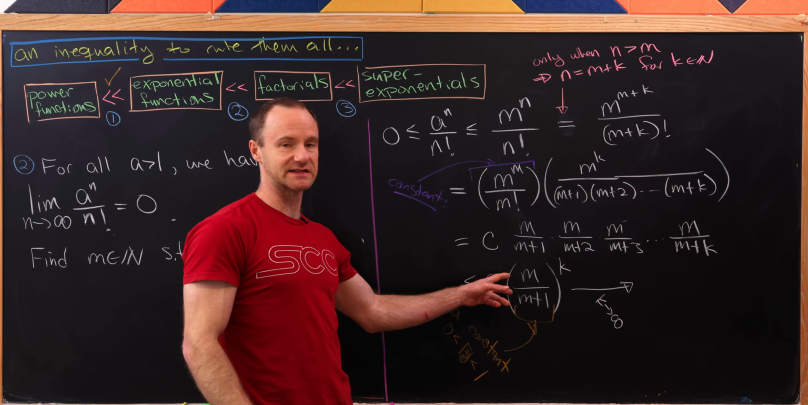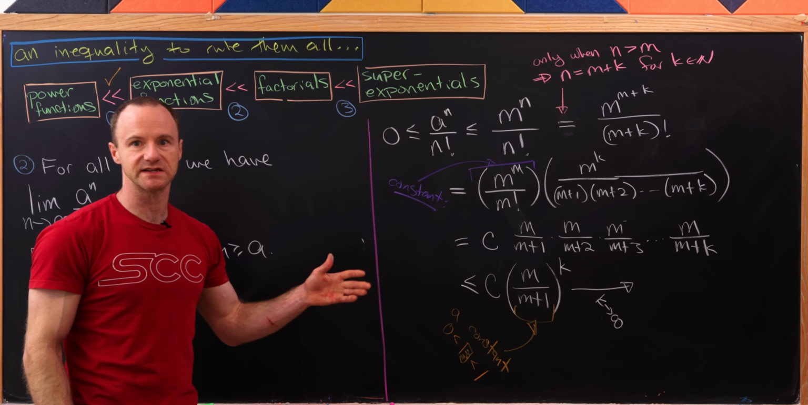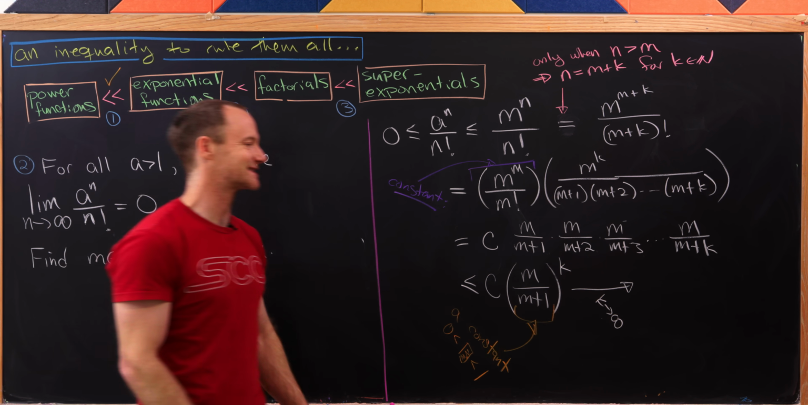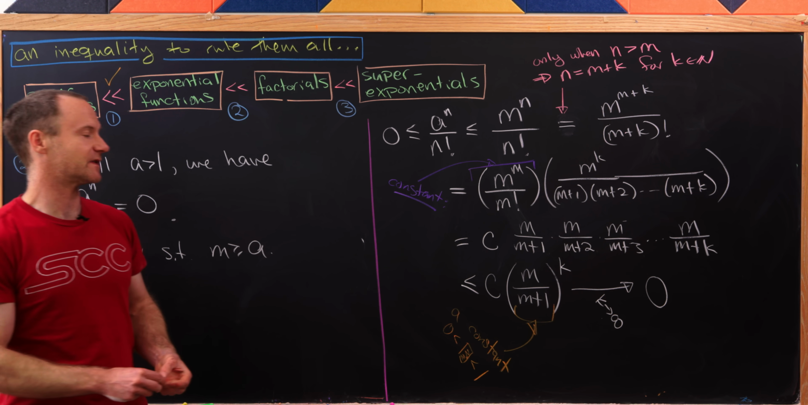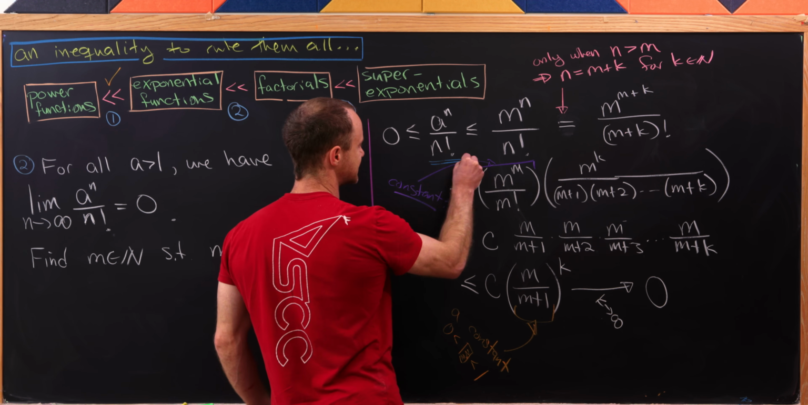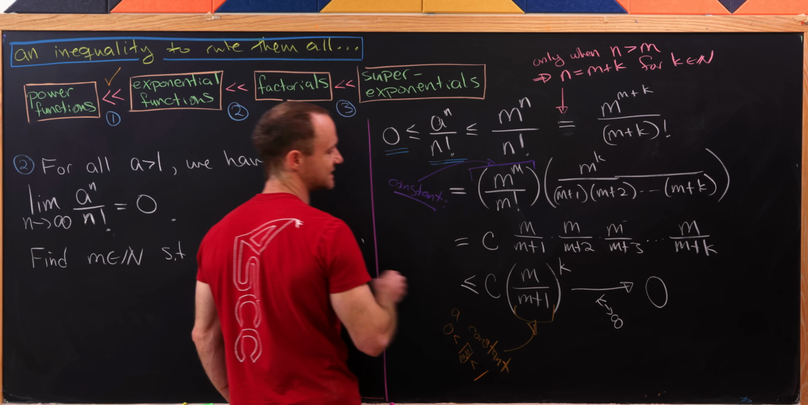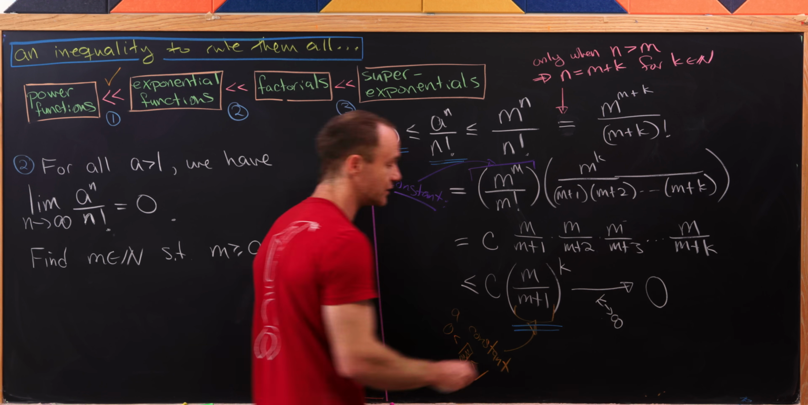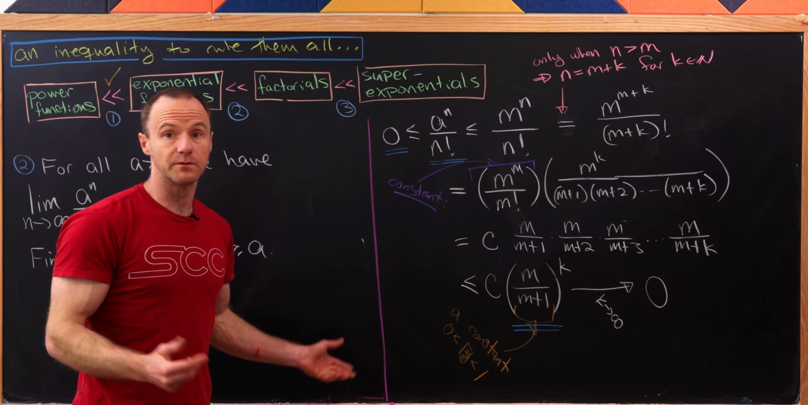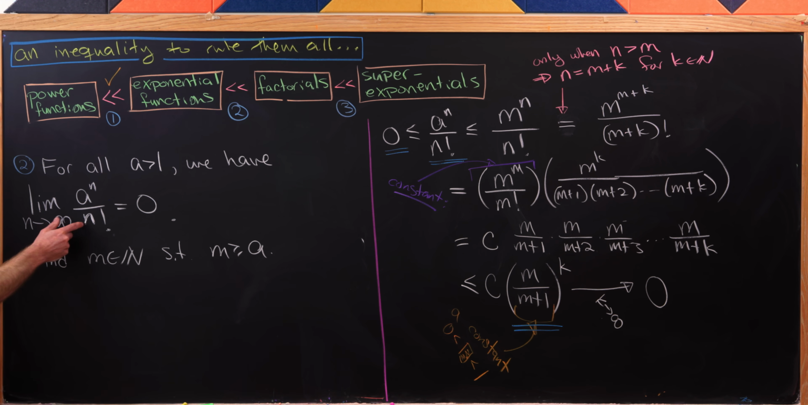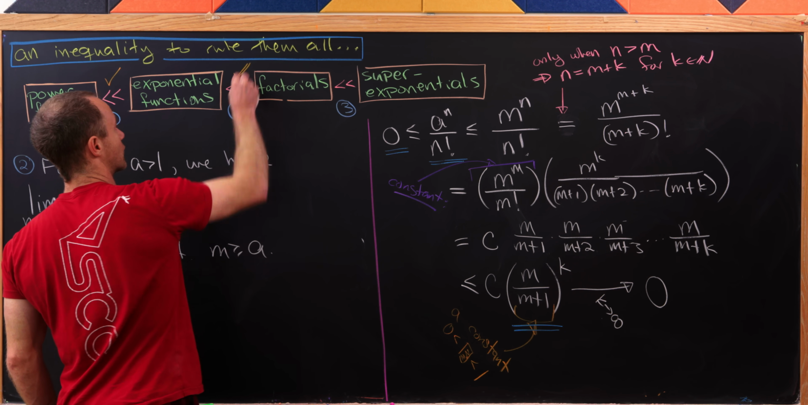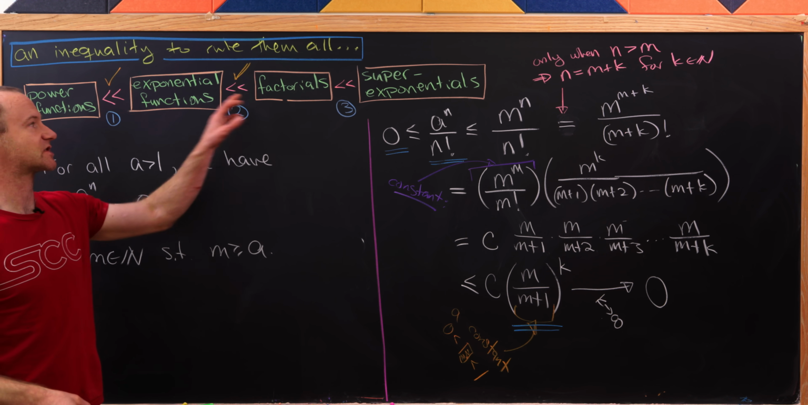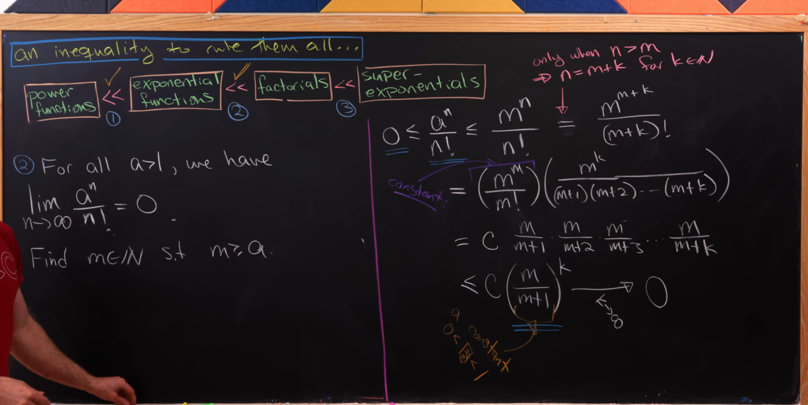But if we've got something that's less than 1 and we keep raising it to larger and larger powers, its limit will be 0. And so now we've done the same thing. We've taken our goal sequence here and we've pinned it between 0 and something whose limit is 0. So that means by the squeeze theorem, we've established this inequality right here, which was our goal. So that takes care of this second growth rate problem, that factorials grow much faster than exponential functions.